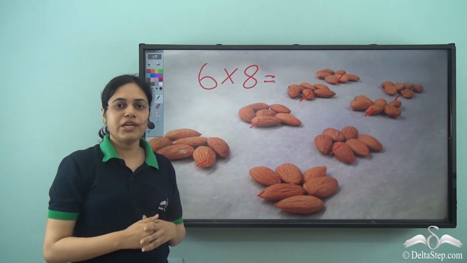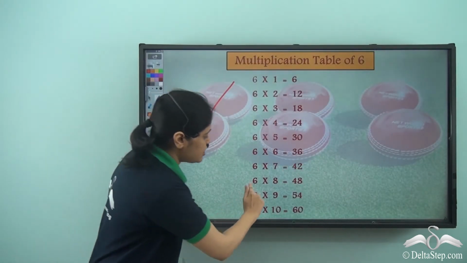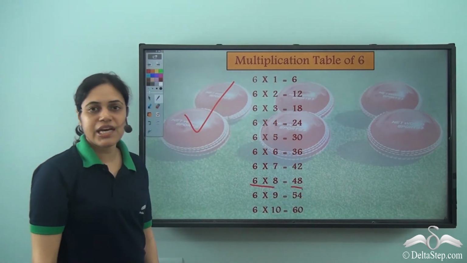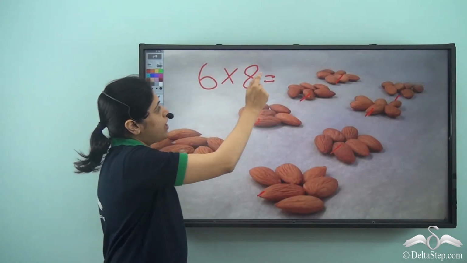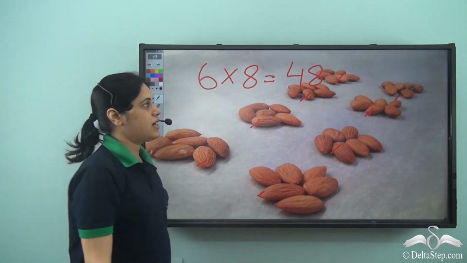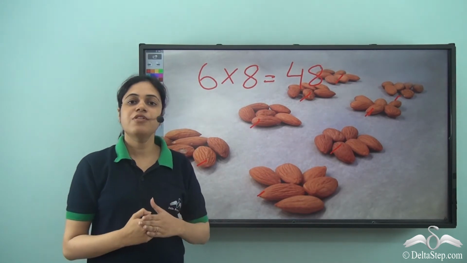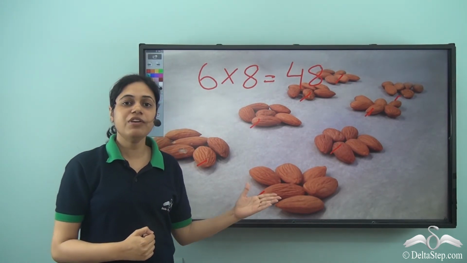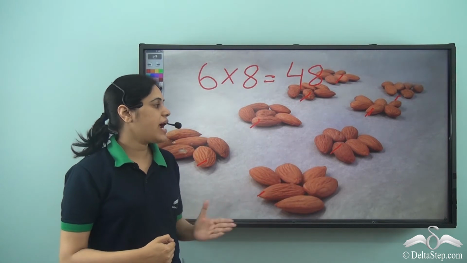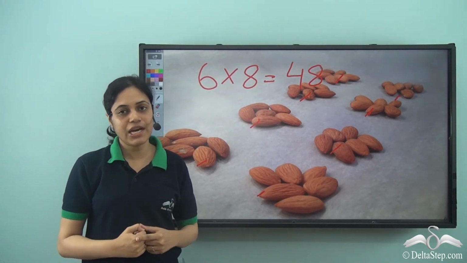What is 6 into 8? Let us refer back to our multiplication table. 6 into 8 is 48. So there are 48 almonds in total. So over here I have 48 almonds. So even without counting or adding up these almonds, I come to know that there are 48 almonds.